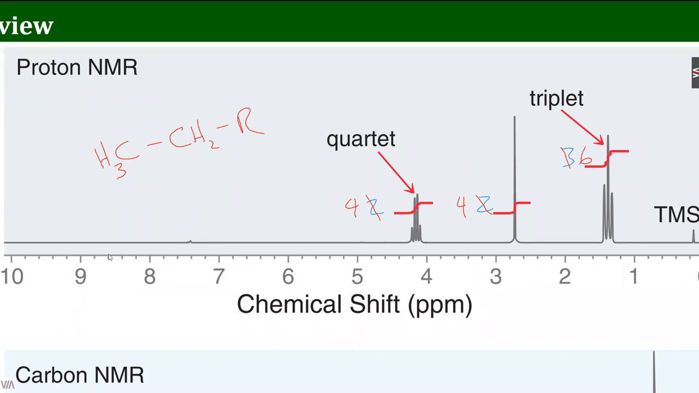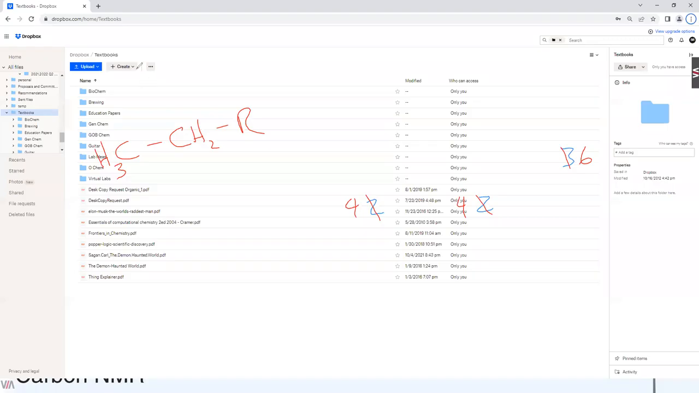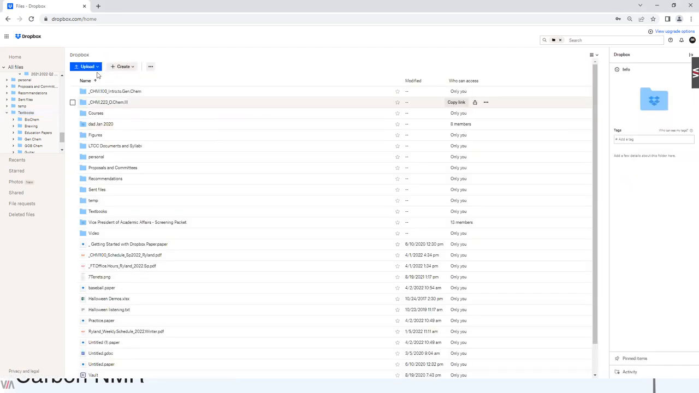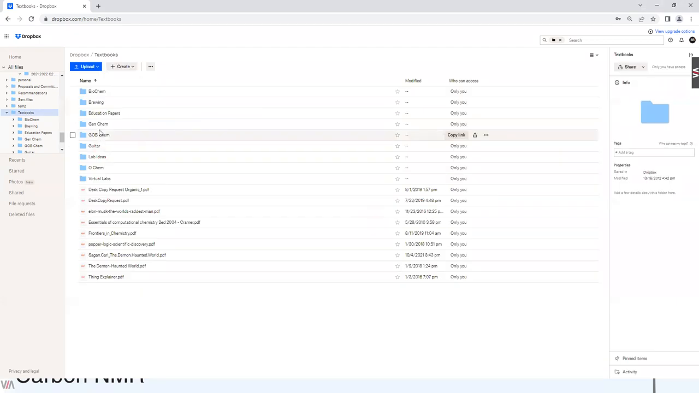And if we double check our figures, go back to, actually see if there's a better figure for NMR here.